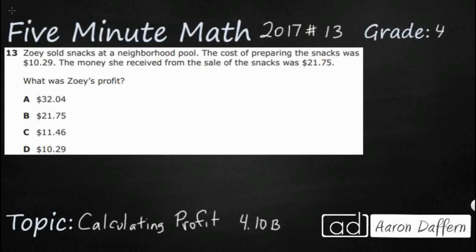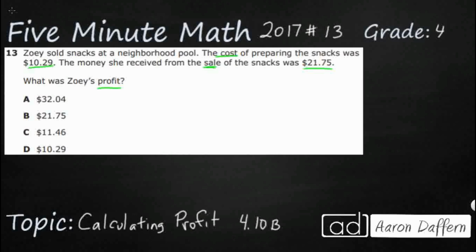So we have Zoe, and Zoe's selling snacks at a neighborhood pool. So it cost her some money to prepare the snacks. It's going to cost her $10.29. That's her cost for preparing the snacks. And then she's going to sell the snacks, and the money she receives from the sale is going to be $21.75. So we need to figure out what is Zoe's profit. Now, sale, cost, and profit. That's going to be all very important for us to figure out.